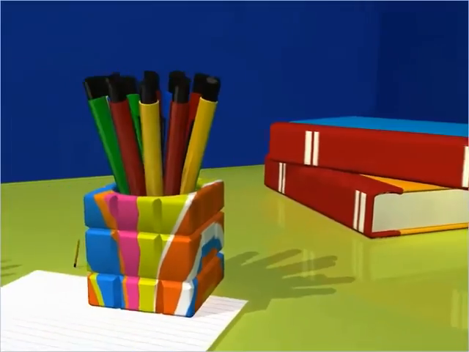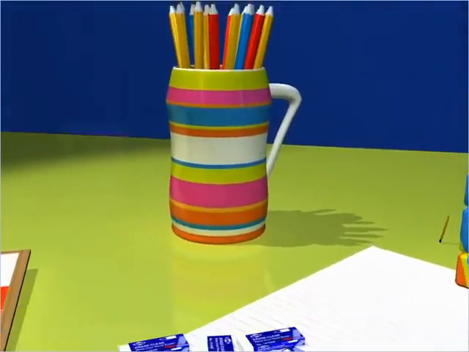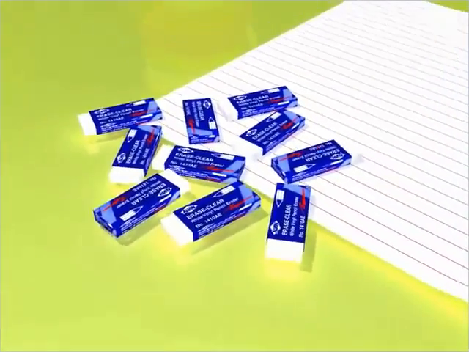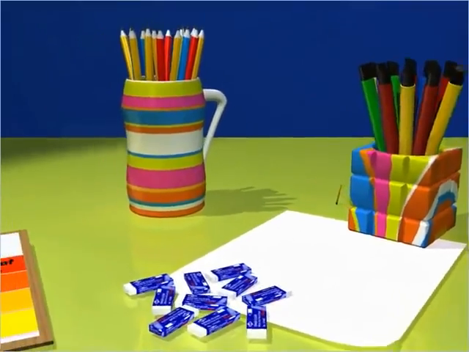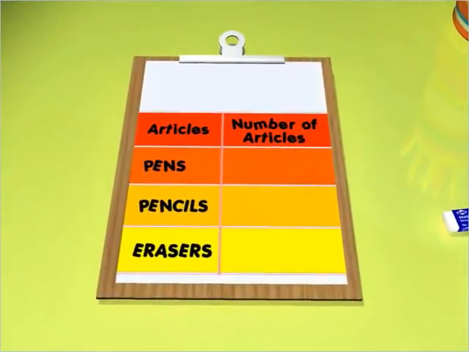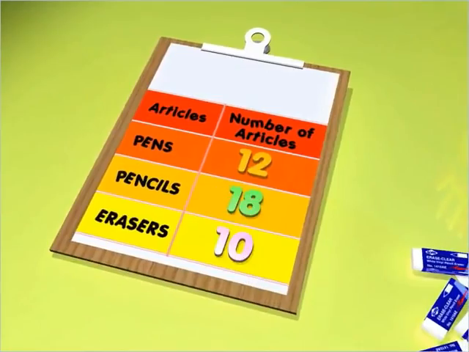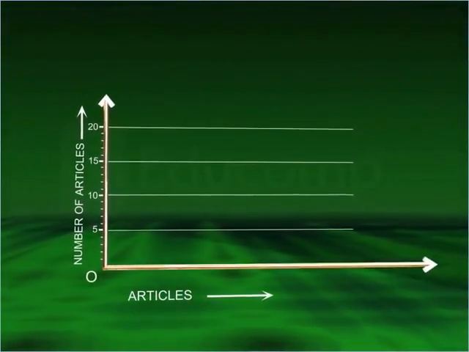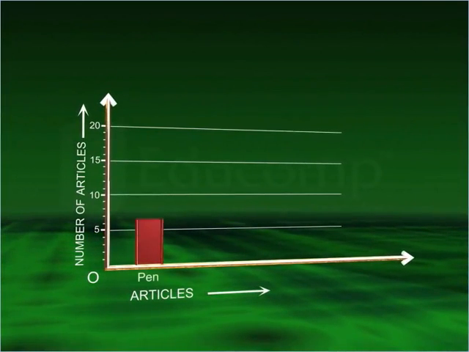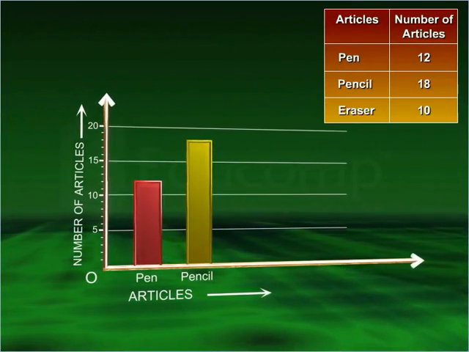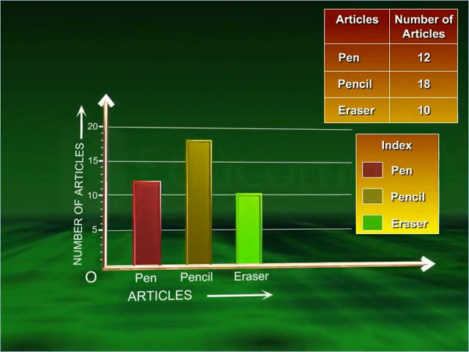If you want to make a list of pens, pencils and erasers that you own, what would you do? Probably, you would make a table depicting the number of pens, pencils and erasers. But do you know, you can also depict this data graphically using bar graphs. Bar graphs are used to represent categorized data.